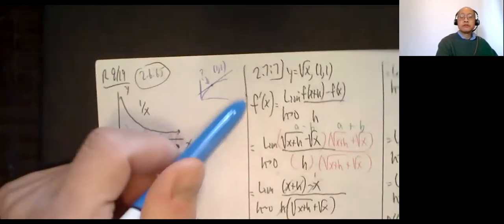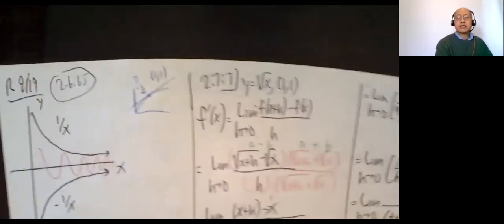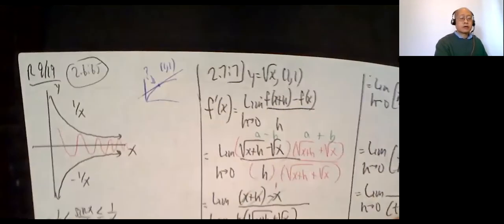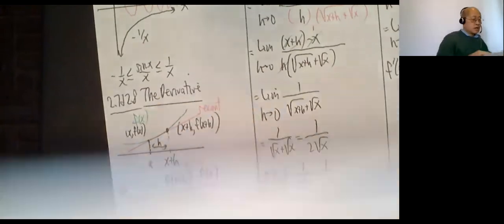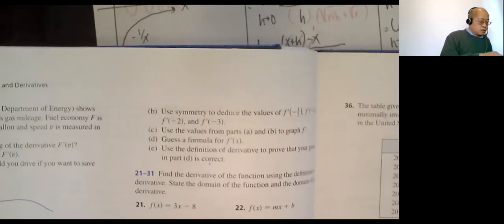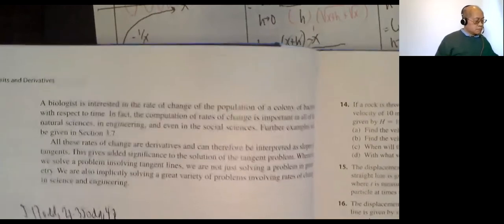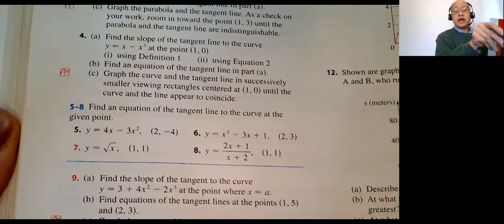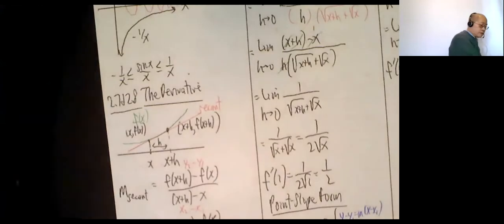All right, so I'm going to get started with a whole bunch of them now. So 2.7, number 7. Y equals the square root of x at the point 1, 1. The question is: find the equation of the tangent to the curve at the given point.